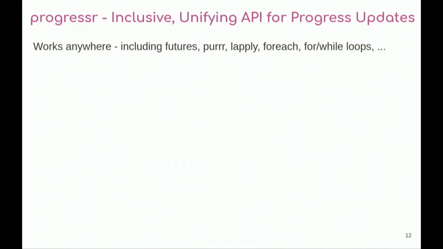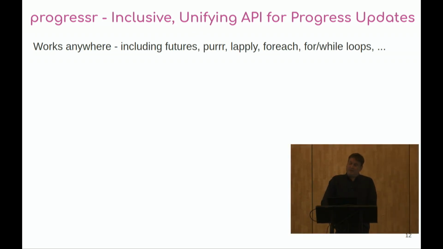So forget about parallel processing now. If you're just interested in progress updates, you can use this package, progressr. It's on CRAN since 2 weeks ago. It's an inclusive, unifying API for progress updates. It works with all MapReduce things you want to come up with.